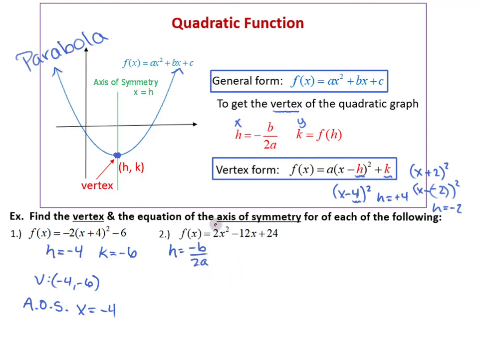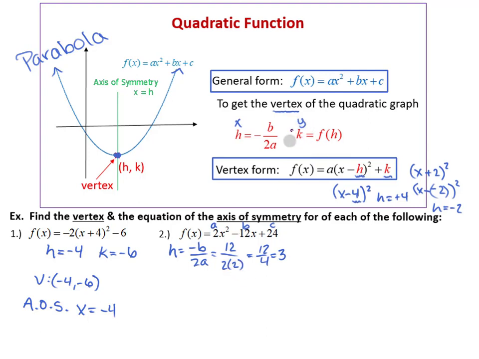Okay, and in this case, this is our a value. Our a value is 2. Our b value is -12. And our c value is +24. Okay, so remember that it's the opposite of b, so the opposite of -12 is +12 over 2 times a, so 2 times 2, our a value is 2. So we get 12 over 4, which gives us 3. My h value is 3.